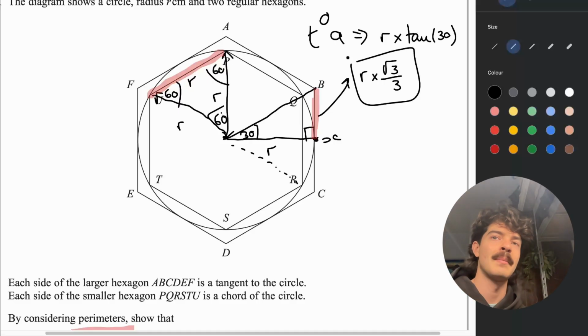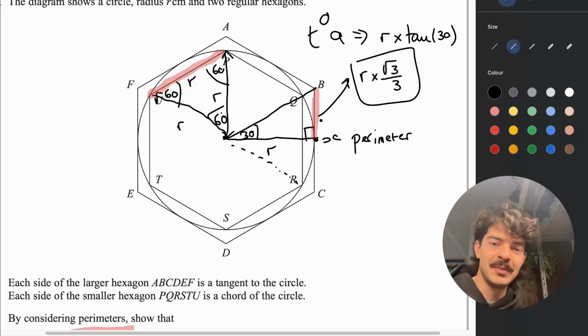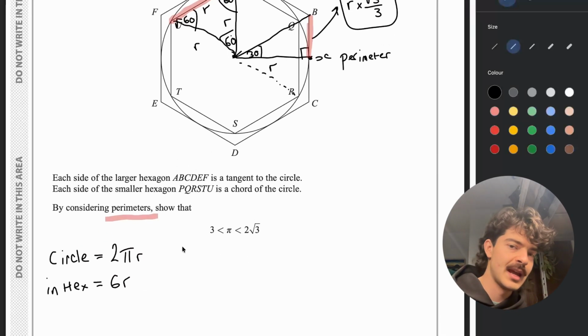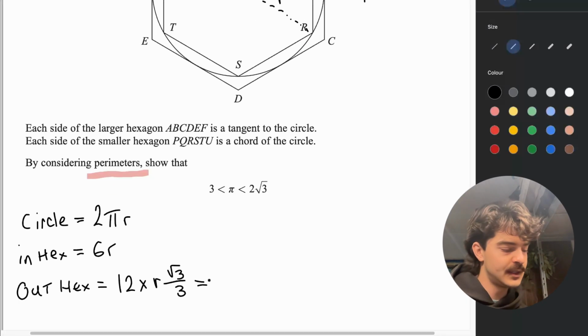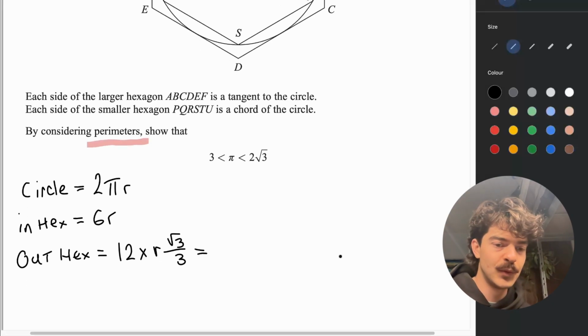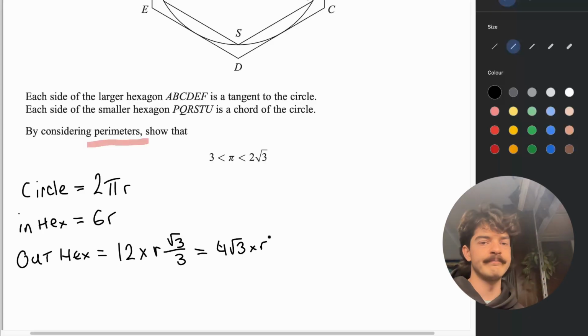How cool is that? But here's the interesting bit. To get our total perimeter, we must multiply this by 12 because we're going to have 12 of these segments going all the way around. There's going to be 2 of these segments between B and C, and there's 6 sides altogether. So we can then say that the outer hexagon is going to be equal to 12 times r root 3 over 3. And this, if we do this quickly on our calculator, is the same as 4 root 3. So we end up with 4 root 3 times r.